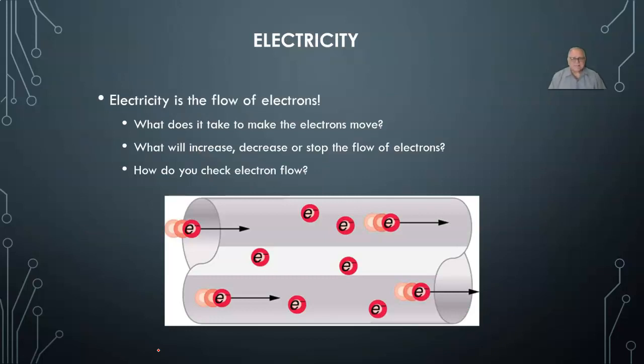So electricity is the flow of electrons, or the concentrated flow of electrons. And we're going to take a look at what it takes to make the electrons move, what will increase, decrease, or stop the flow of electrons, and how you check the flow.